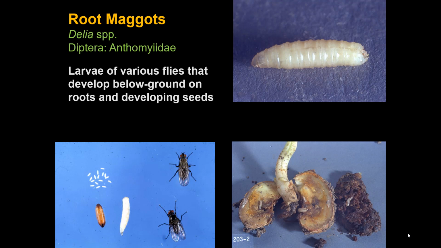And one of the groups is called the root maggots. This is in the genus Delia, and the adults are fairly small, medium small, grayish flies, smaller than a housefly, and they develop on below ground parts of plants. So a lot of them feed on decaying organic matter, but they also may tunnel into seeds or into roots of vegetable crops.